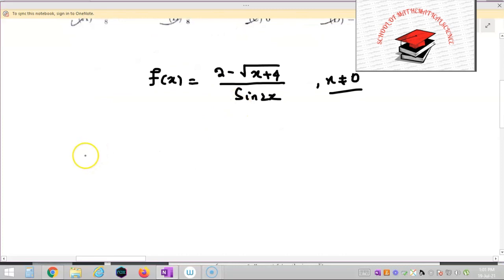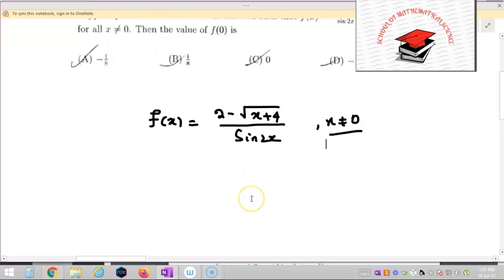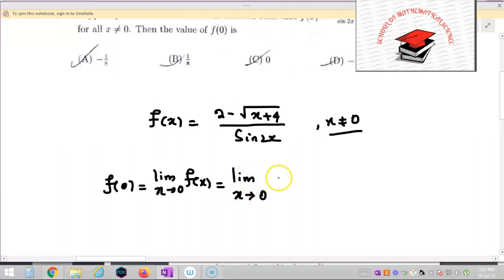What I am going to do now, as f is continuous, and you can see that we cannot put x equal to 0 in the denominator because the denominator will become 0. So we are using the continuity fact of f. We know that f of 0, as f is continuous, is nothing but the limit as x tends to 0 of f of x, right students? So that will be the limit as x tends to 0 of (2 minus root of x plus 4) by sine 2x.